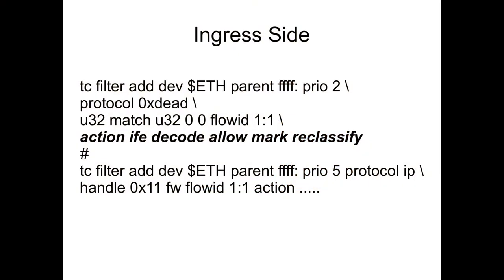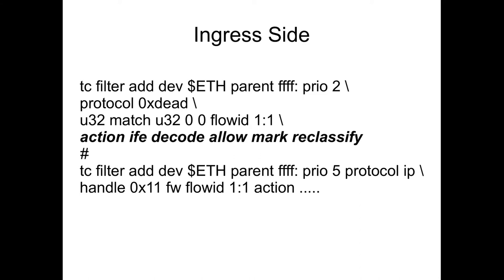And that's what this rule shows, right? On the ingress side of the receiving node, you look for the protocol 0xdead, which is what we set. You match on everything. I could have used a different classifier there, but for my testing, this is what I use. And you say decode, and the allow syntax again that we saw before, that says I want you to pick up the mark that you receive in the TLV encoding and stash it on the SKB mark. All right.